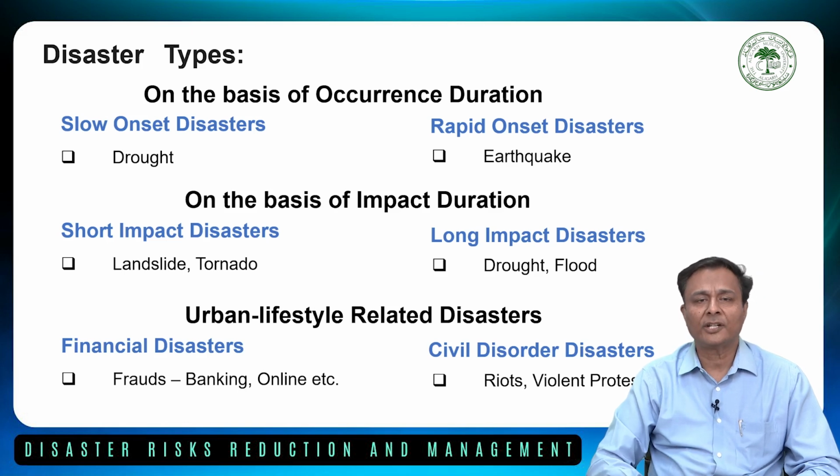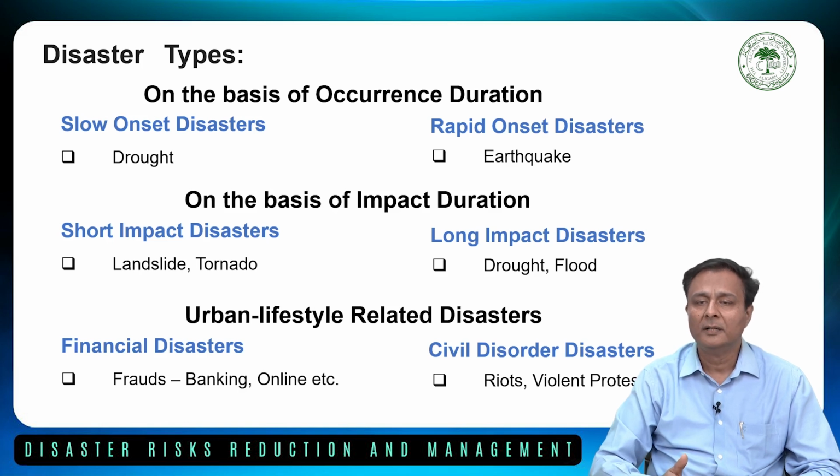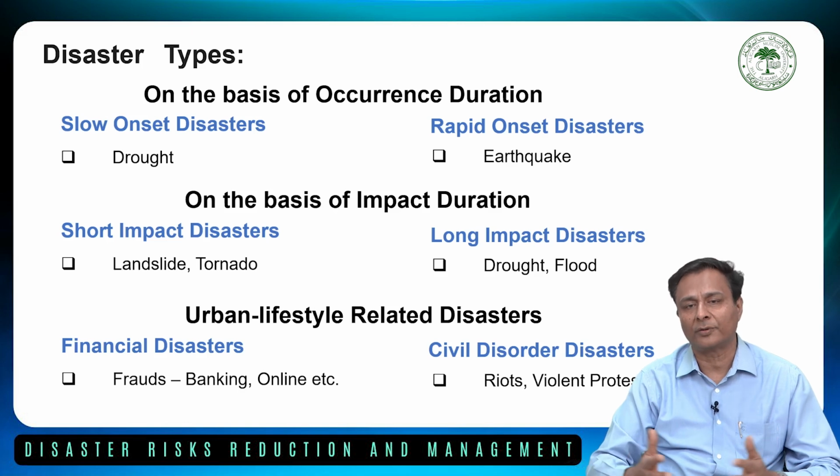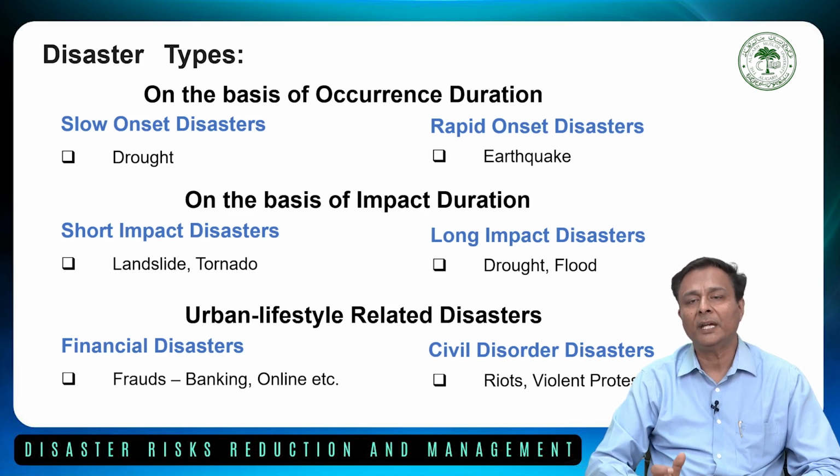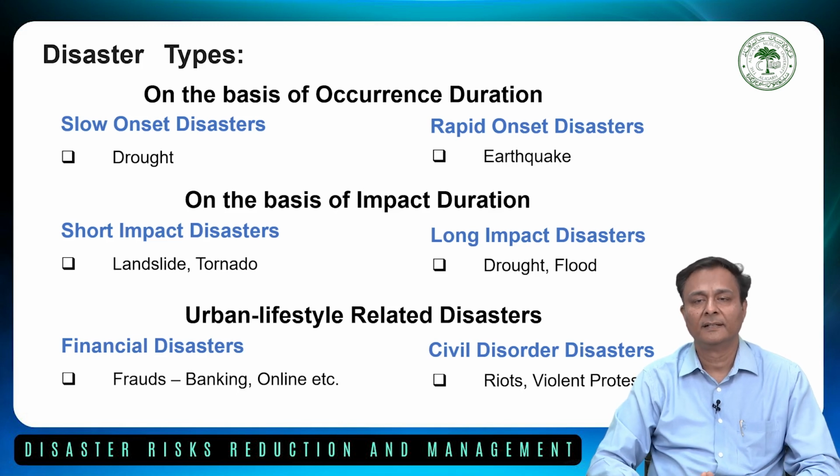So one classification can be on the basis of duration of occurrence. It can be either slow onset disasters or rapid onset disasters. That means the occurrence of the disaster would be very rapid or it will happen slowly. The example of slow onset disasters is drought. While you know that in a very short period of time, an earthquake may occur. So that is a good example of rapid onset disaster.